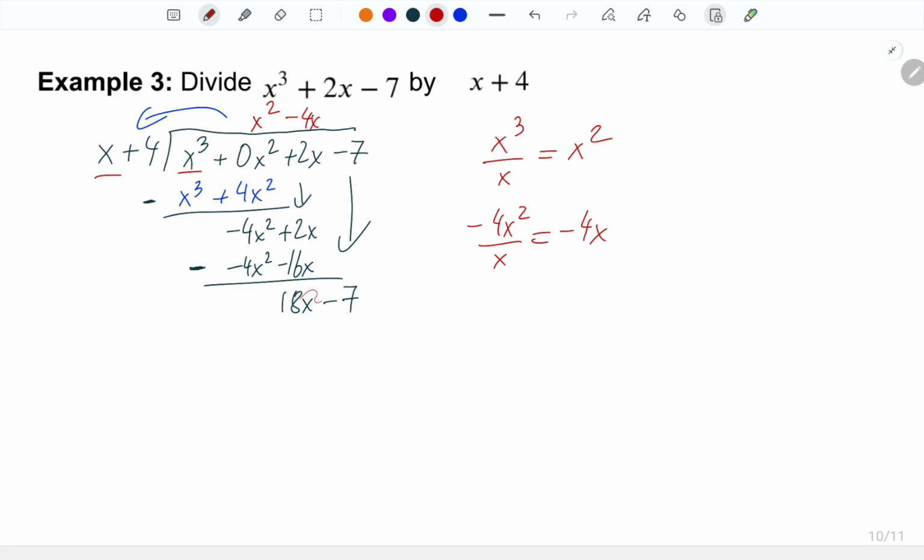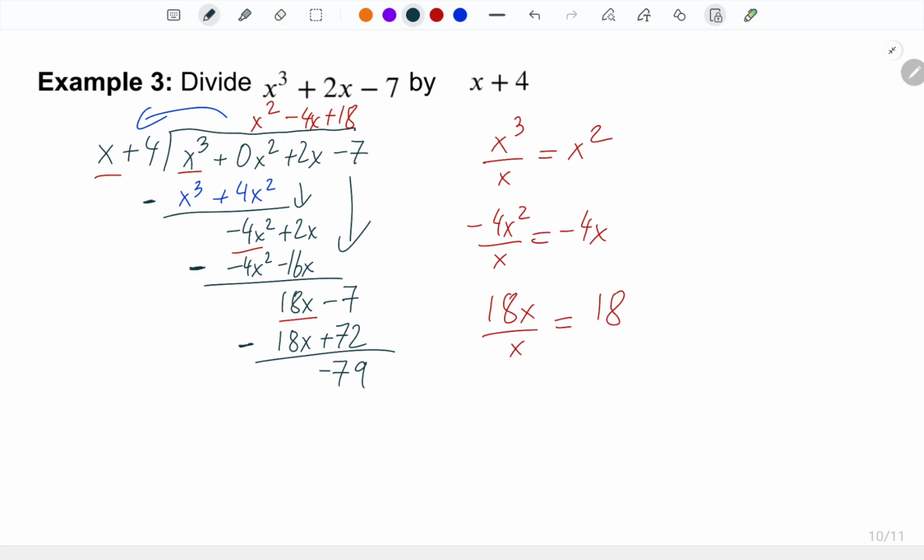All right, and with that 18x there, that's divided by x now. And so that's just going to leave us with 18, which is what goes up atop of that. Multiply that 18 by x plus 4, so 18x, 18 times 4 is 72. So subtract that. 18x's cancel out. Negative 7 minus 72 is negative 79. And that's okay. We can have a remainder.